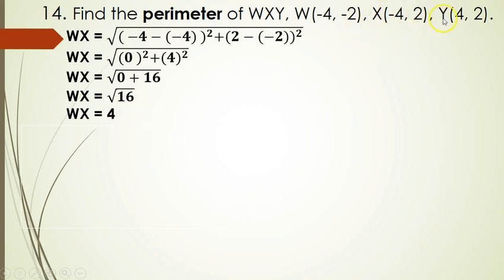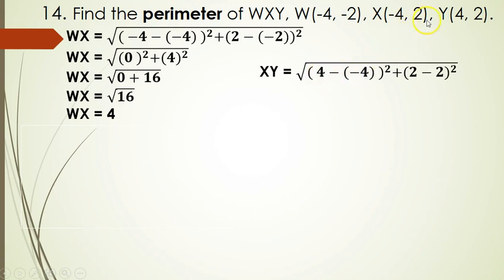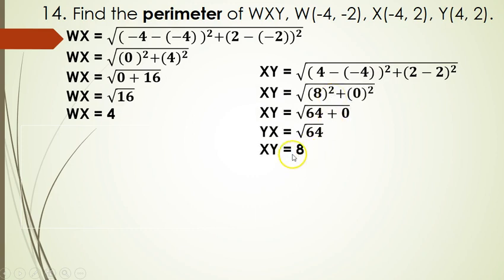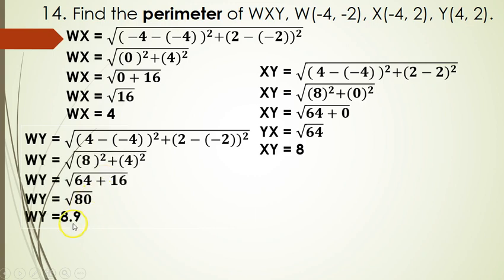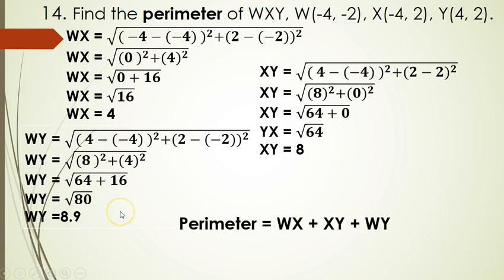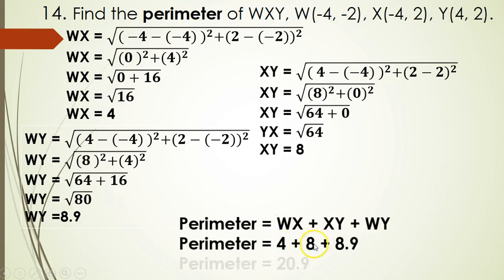Then we've got to find XY. So to do that, again, we're doing x1, y1, x2, y2, plugging those into the distance formula. On this one, we get that XY is 8. And then we've got to find the length of WY. So when we do that, again, we're going to do x1, y1, x2, y2 here. Populate that, and that gives us the square root of 80, which is 8.9. Now remember, what perimeter means is the length around an object, or the distance around an object. So we're just going to add these three lengths together to get our perimeter. So that's going to be 4 plus 8 plus 8.9, and that's 20.9.